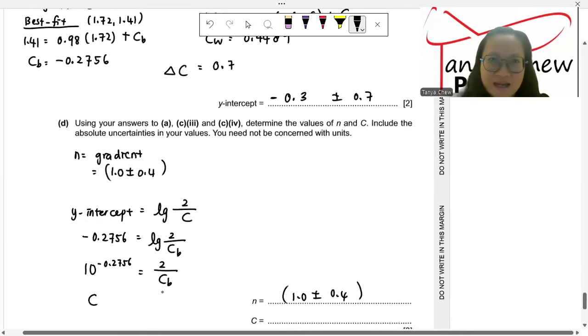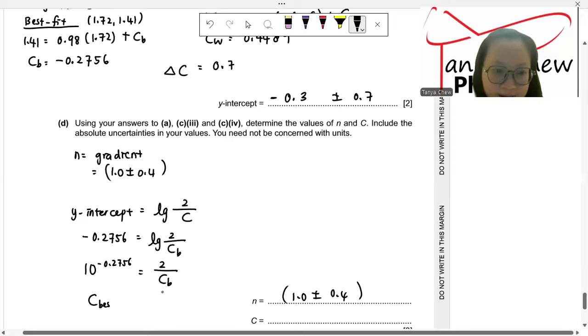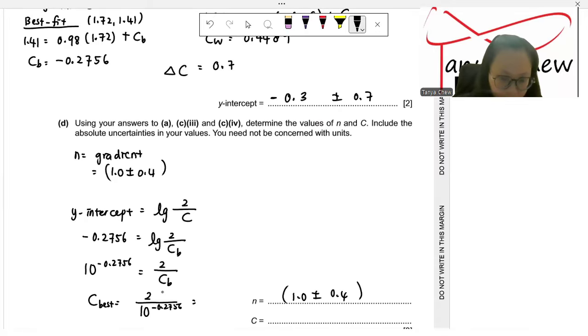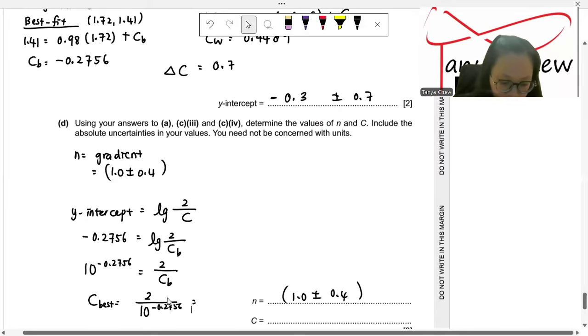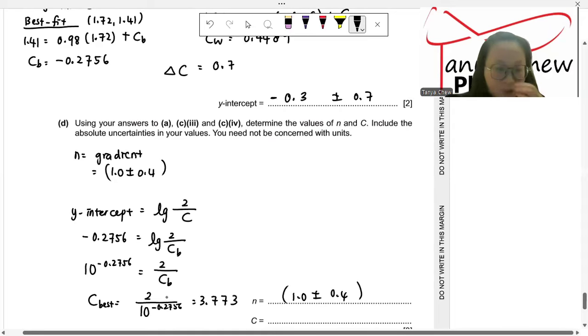And then the best C value. Wow, the same symbol that I use for the y-intercept. Okay, this is C, not the y-intercept. So C best is equal to 2 divided by 10 to the power of negative 0.2756. I calculate 10 to the power of negative 0.2756, then 2 divided by the answer, and I got 3.773, because I need to find the absolute uncertainty for C.